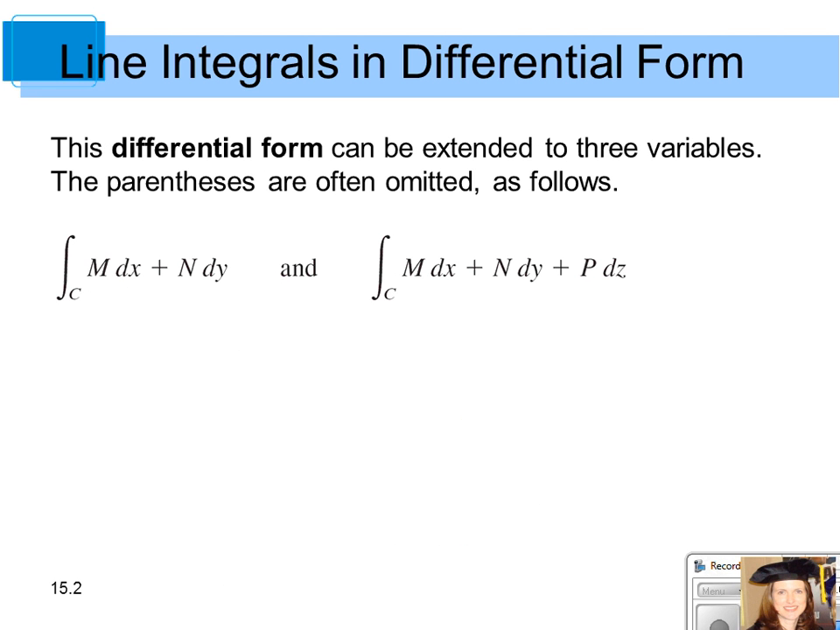This differential form can be extended to three variables, and the parentheses are often omitted. We have the line integral of m dx + n dy, and we can also have the line integral for m dx + n dy + p dz.